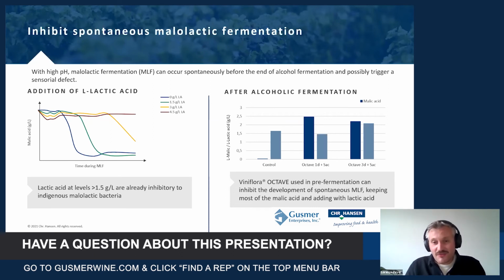So here, for example, we have a wine that is being fermented in a hot climate, Grillo in Sicily again. We see here a control tank where we didn't apply Octave, so only Saccharomyces. And we see that after alcoholic fermentation, the malic acid has gone away, and the lactic acid has ramped up. So a clear sign that malolactic fermentation has taken place.